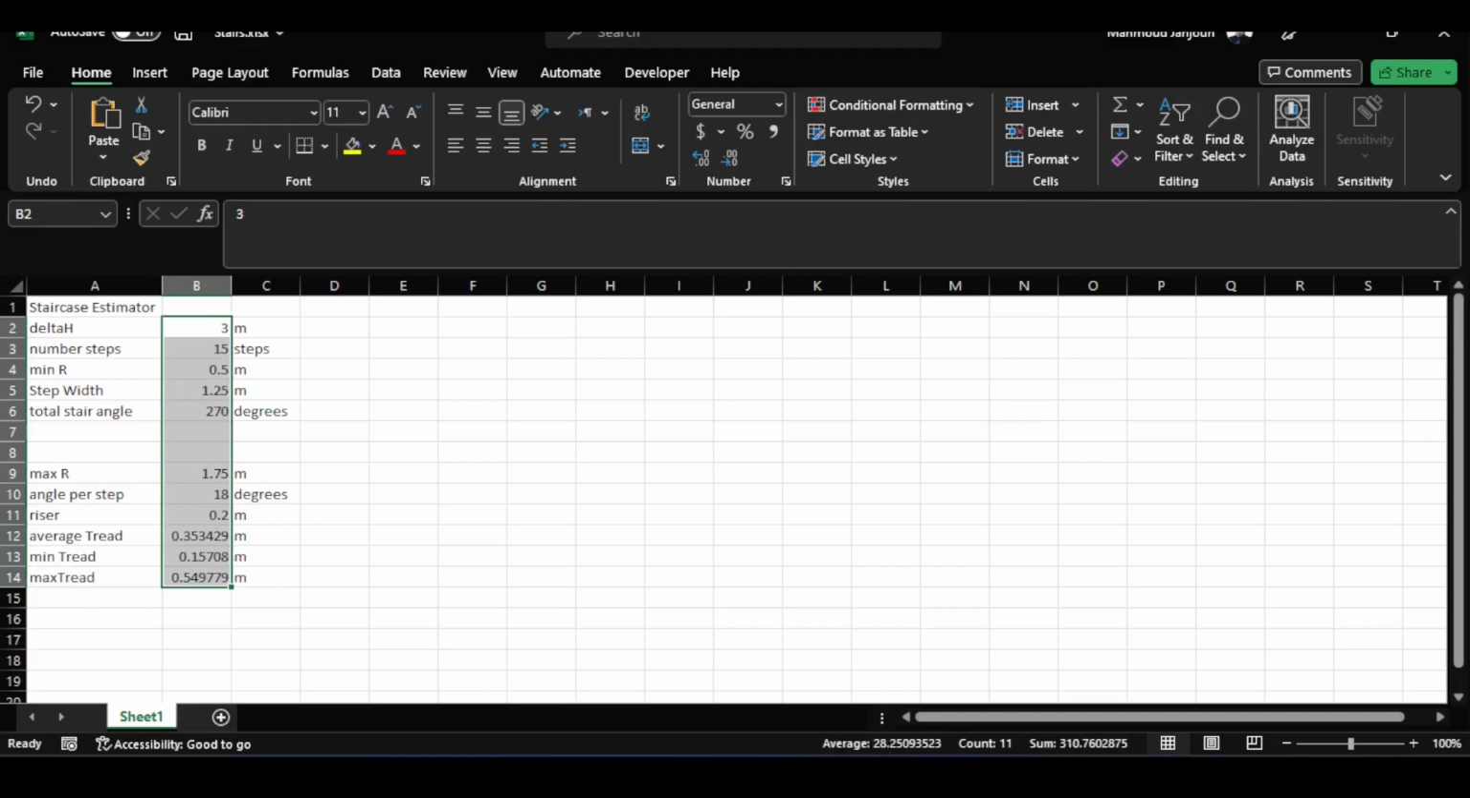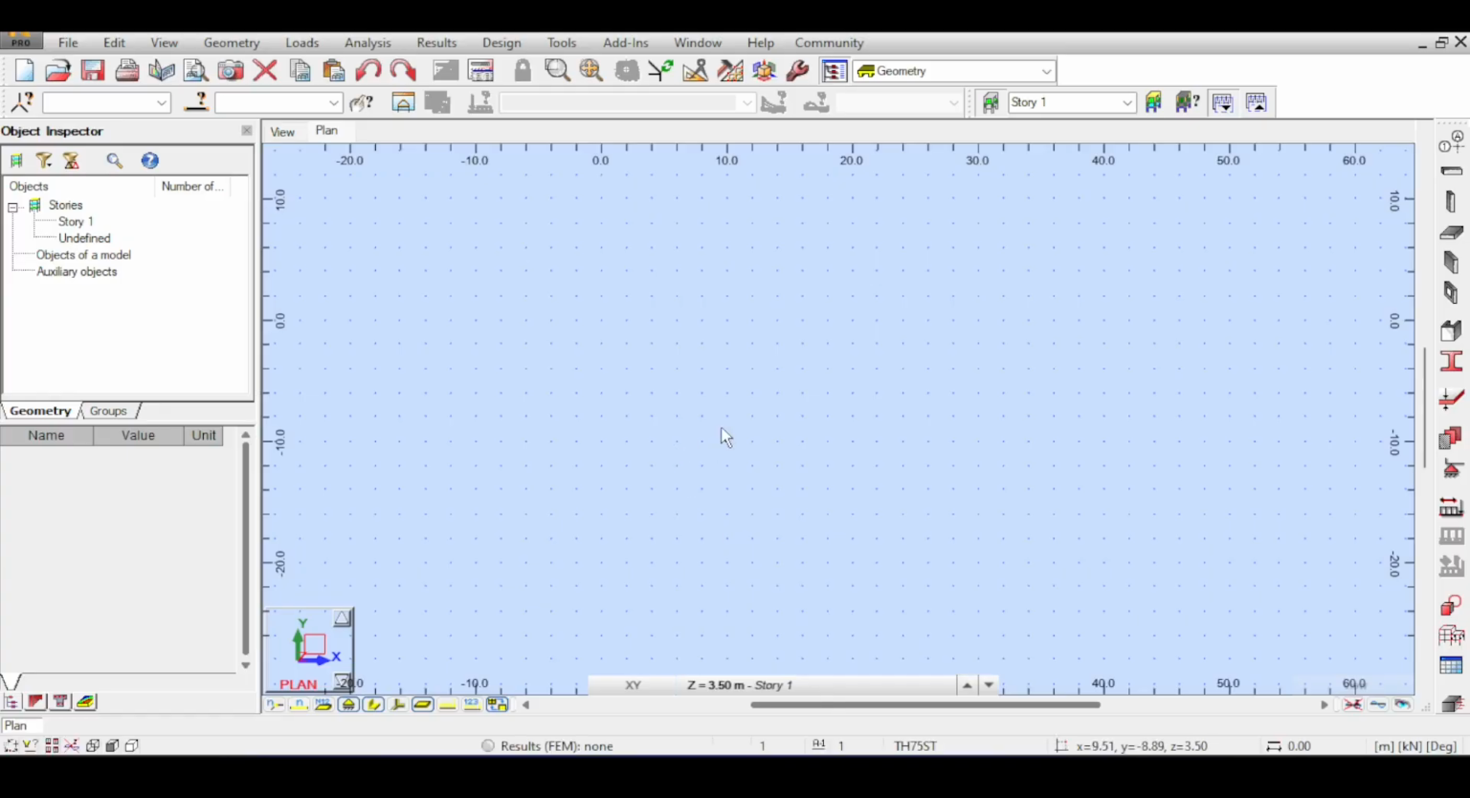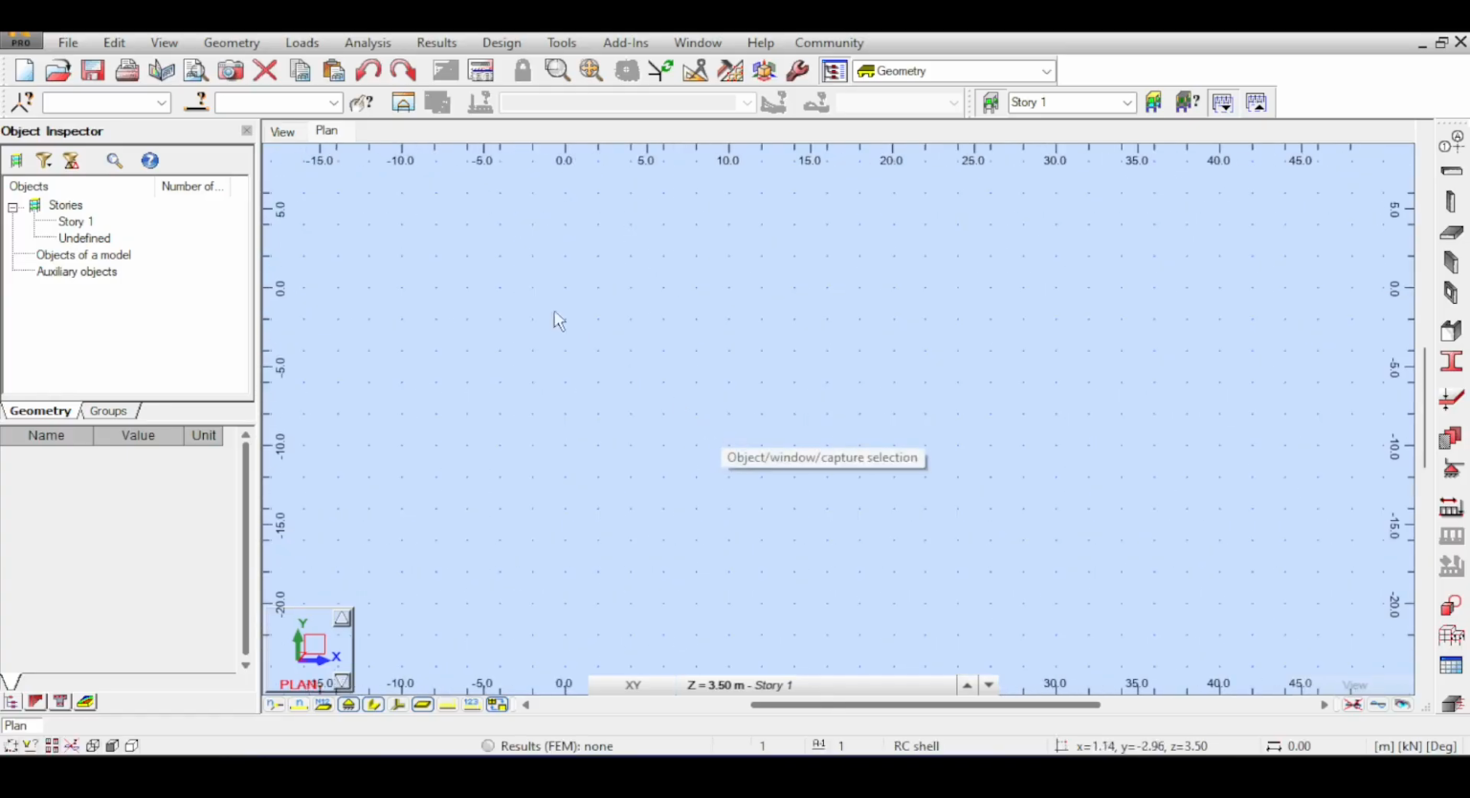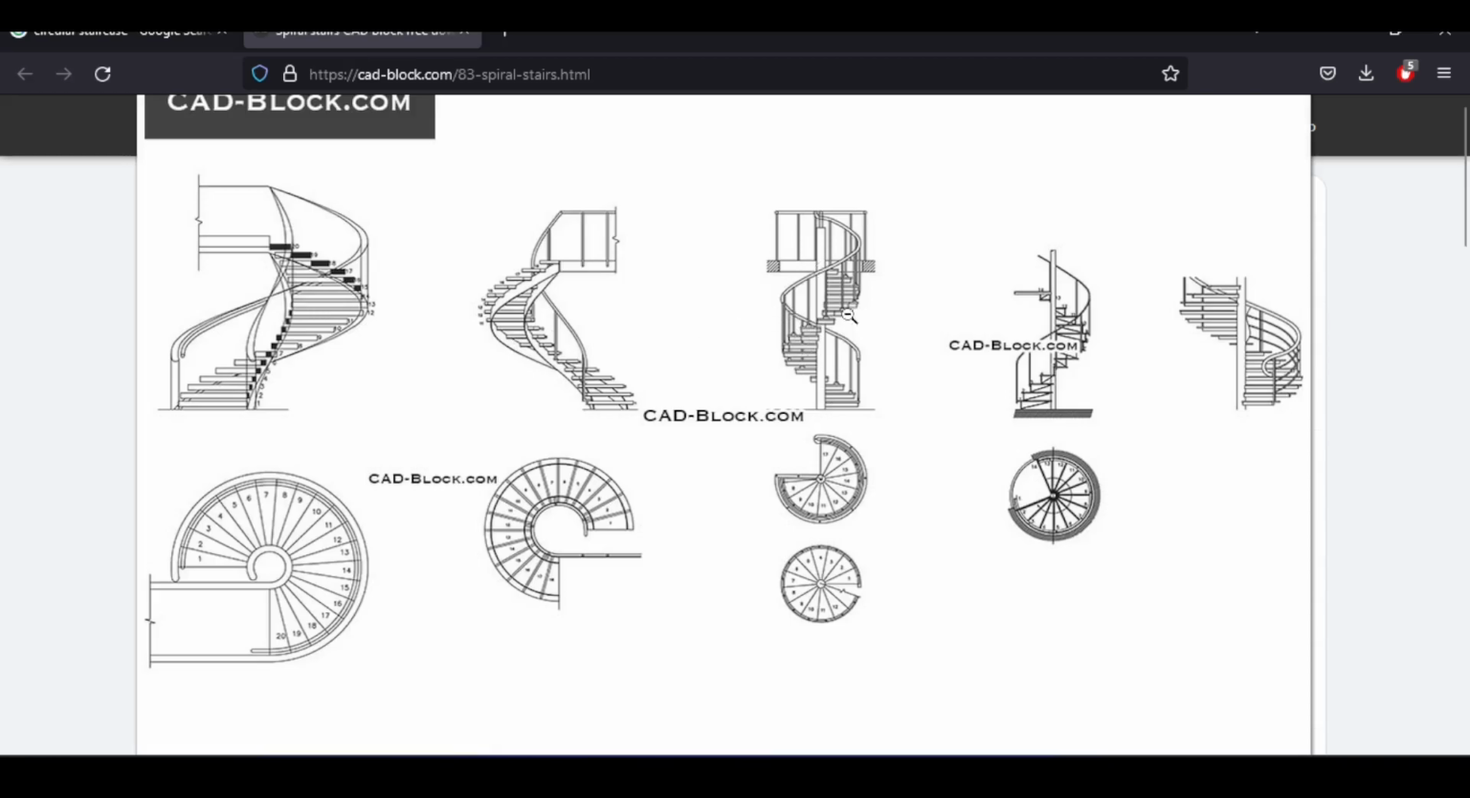Now, to our robot to do this. How can I do that? I'm going to draw multiple staircases here, three staircases. The first staircase is a centrally held cantilevered staircase. I'm talking about this one.